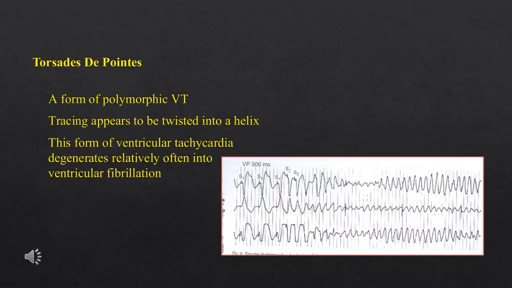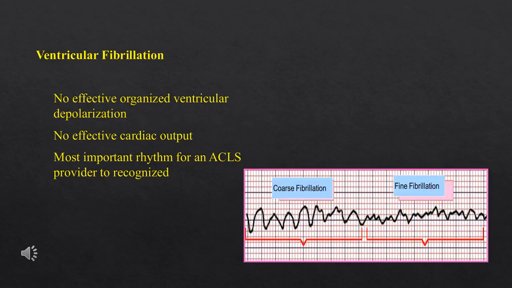Torsade is a form of polymorphic VT in which the tracing appears to be twisted into a helix. This form of ventricular tachycardia degenerates relatively often into ventricular fibrillation. Ventricular fibrillation is a very dangerous rhythm because it has no effective organized ventricular depolarization.